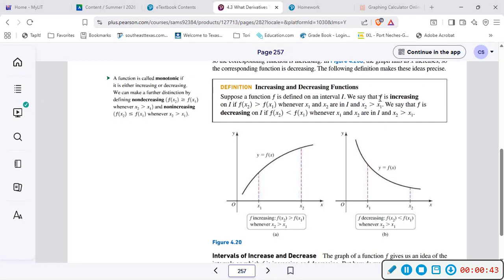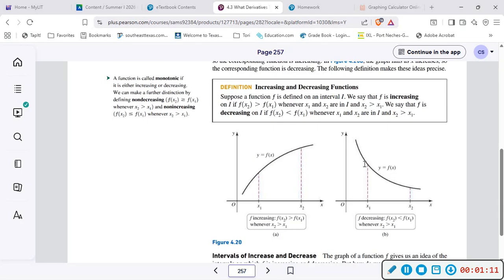F is increasing. If the function is increasing on the interval, the f2, which is corresponding to the y value, so the y value above the second x point is going to be greater than the y value above x1, the first x point. So as you go from left to right, the function is going to be going higher. If the function is decreasing, it's going to be just the opposite. F2 is going to be less than F1.